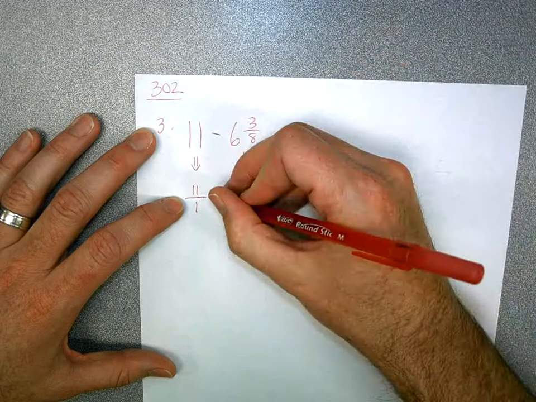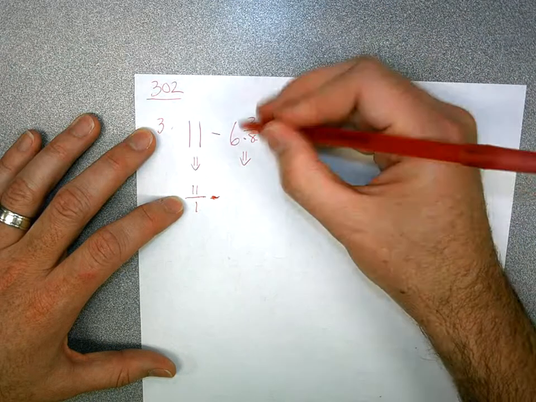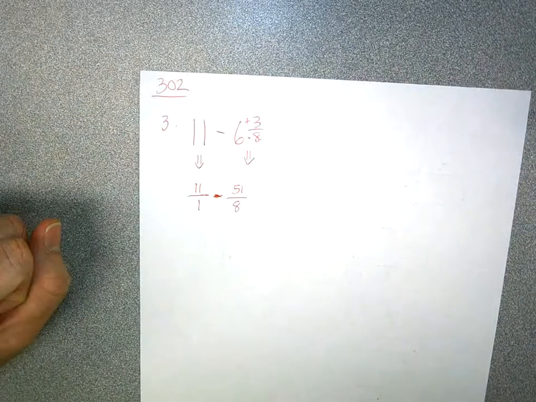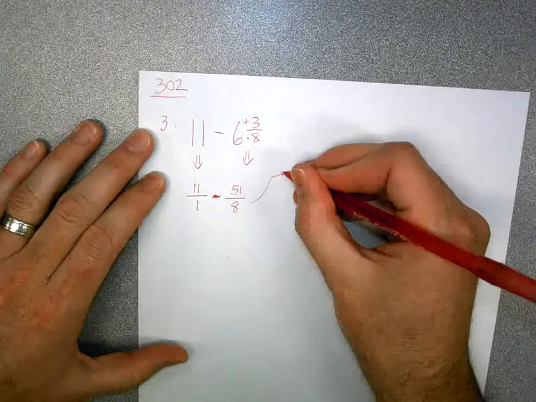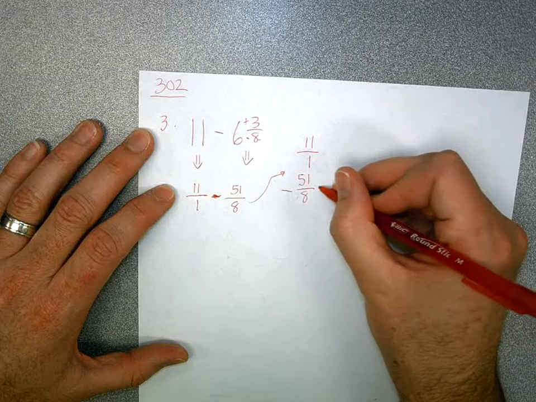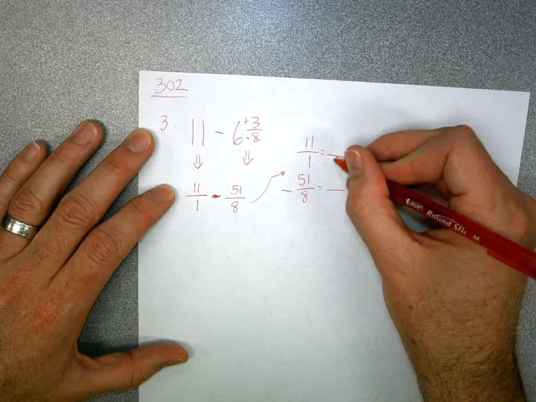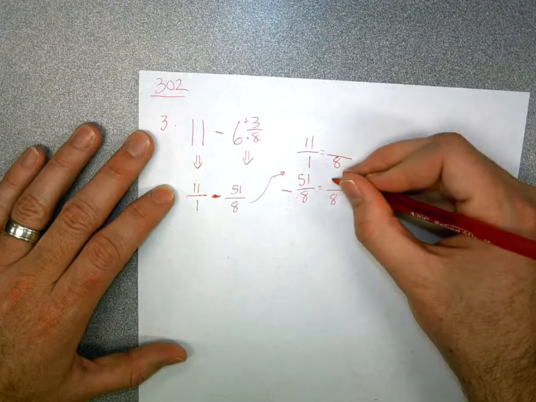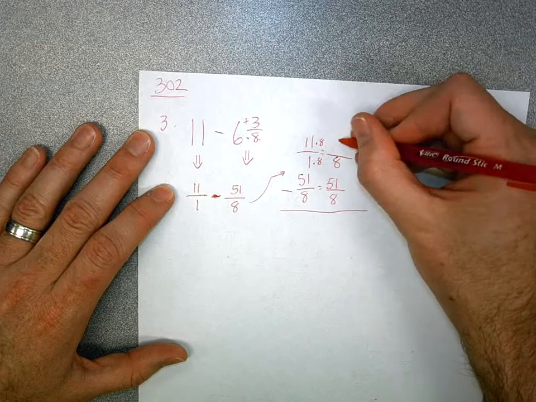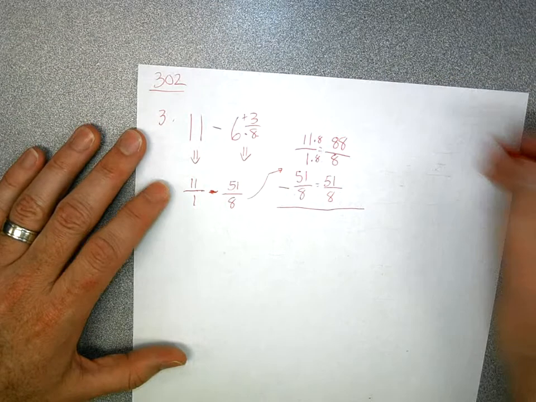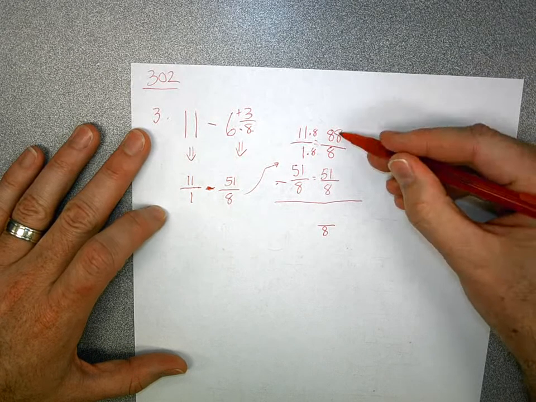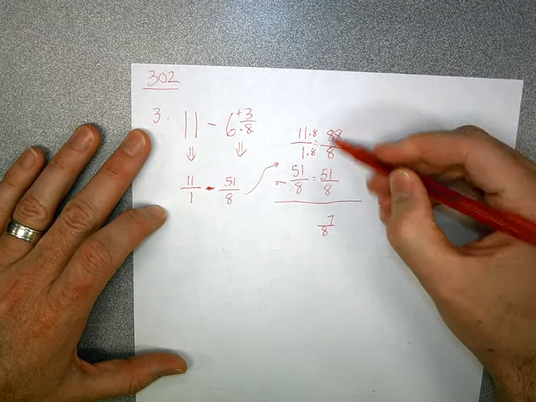So now we have 8 times 6 is 48 plus 3 is 51. So we have 51/8. Okay, stack them up. So we have 11 over 1 minus 51/8. And I know 1 goes into 8, so I can use 8 as our common denominator. 51/8 stays the same, 1 times 8, so 11 times 8 is 88. So from here, our denominator is, of course, 8. I'm now going to go ahead, it's subtraction again. So 8 minus 1 is 7, and 8 minus 5 is 3.